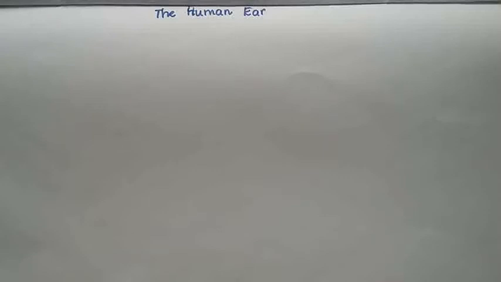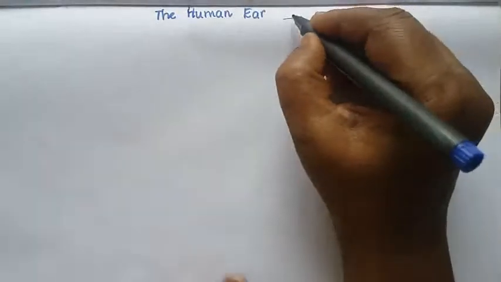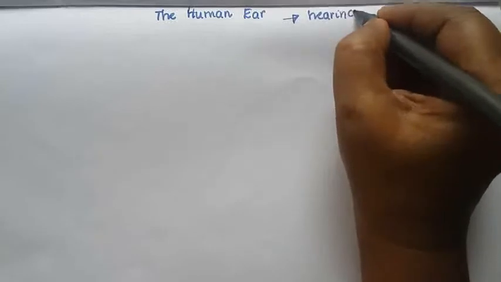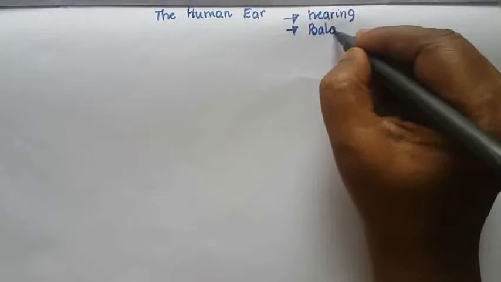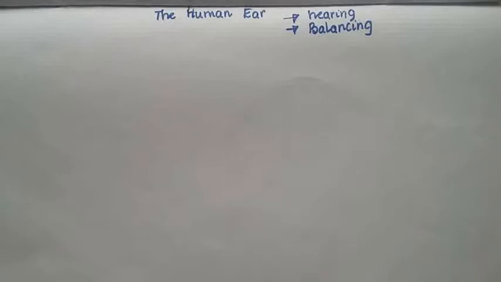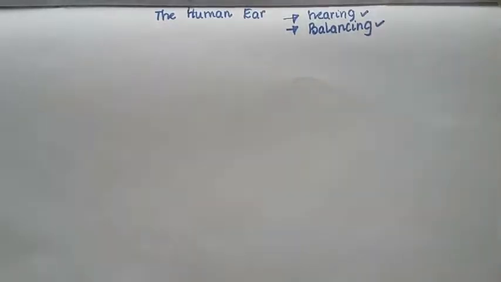Now let us start with the second part of the nervous system, in which we are going to learn about the human ear. Our human ear has two functions: it helps in hearing, followed by balancing the body. So thus you can say that the ear performs two functions, hearing followed by balancing our body.